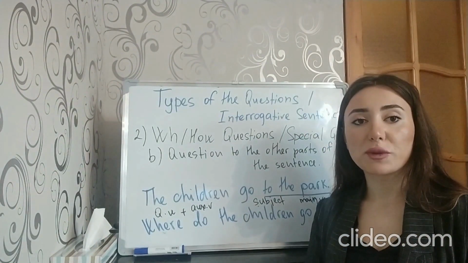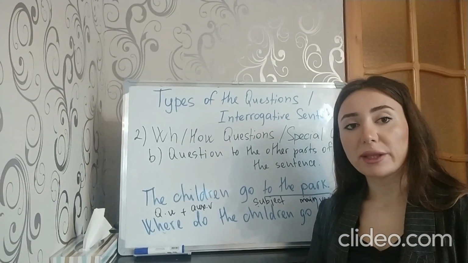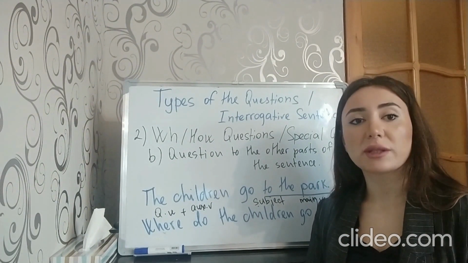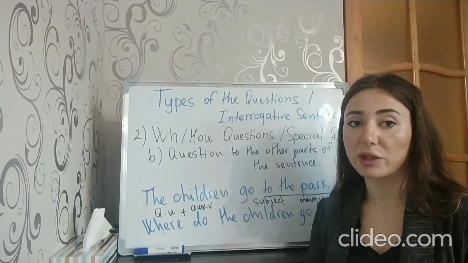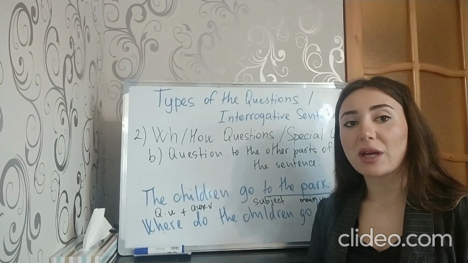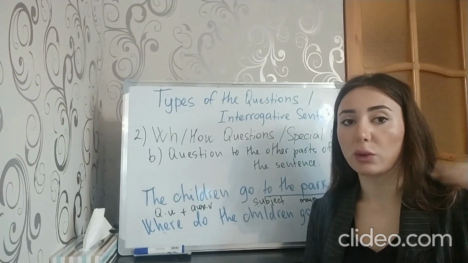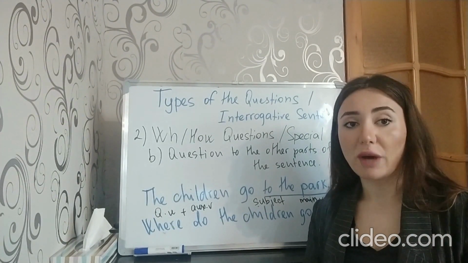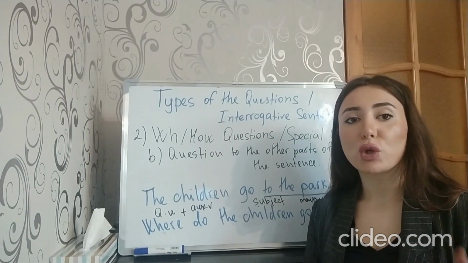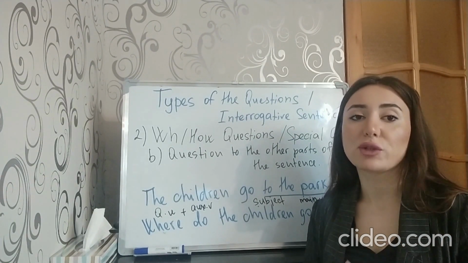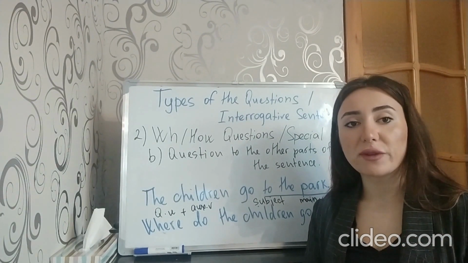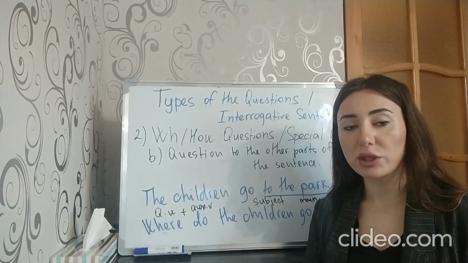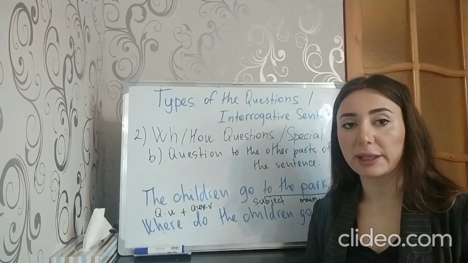What is the conclusion of special questions? We classify them into two categories: question to the subject and question to the other parts of the sentence. In a question to the subject, we use either who or what, depending on our subject. And after who or what, we always use the verb in singular form. The structure of the sentence is question word plus verb directly.